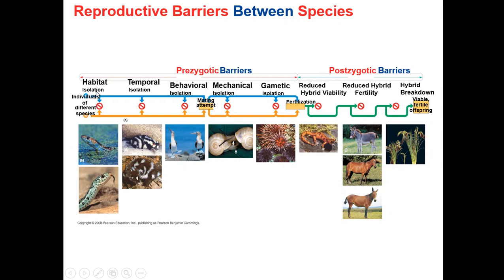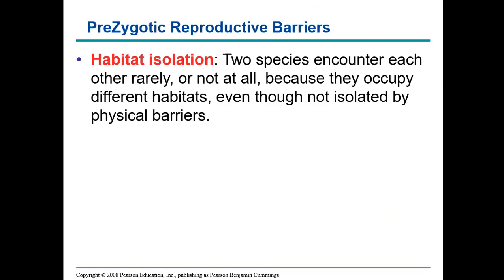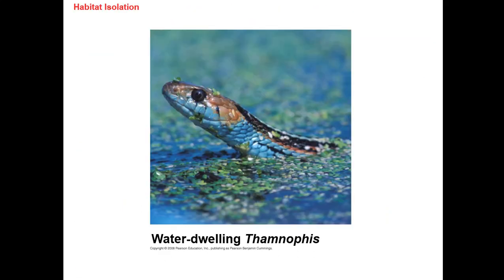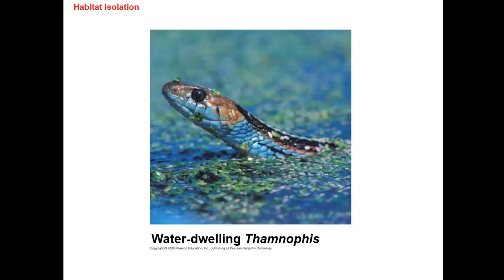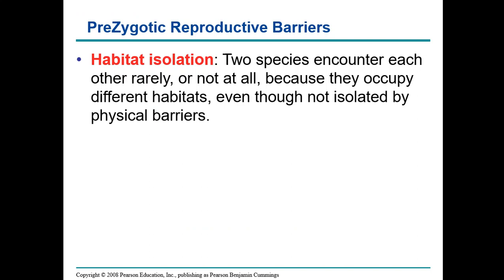When one species are isolated in habitat, for example, one of the habitats is aquatic and the other is terrestrial. So hindi talaga sila, okay? Wala talaga silang chance mag-mate. Okay? So you call this, class, as habitat isolation. In the case of this one, the water-dwelling Thamnophis and the terrestrial Thamnophis. Okay? So they are habitat isolated. Okay? So in habitat isolation, two species encounter each other rarely or not at all because they occupy different habitats, even though not isolated by physical barriers.